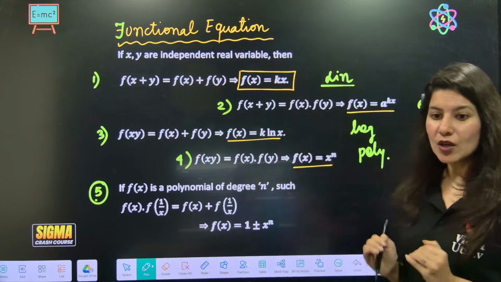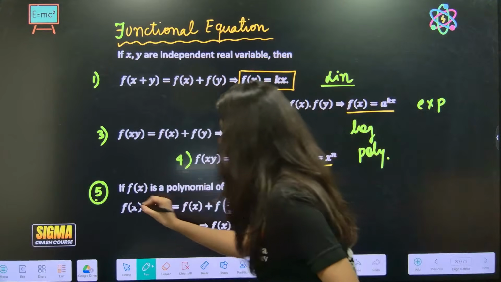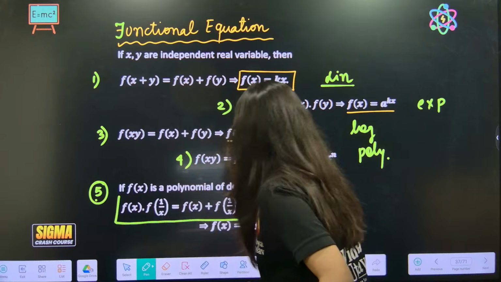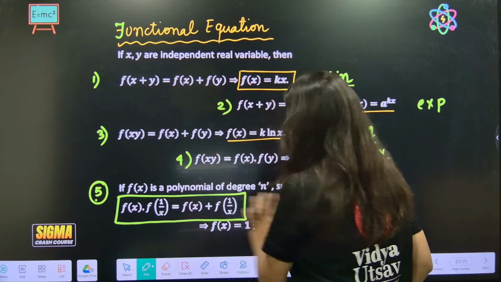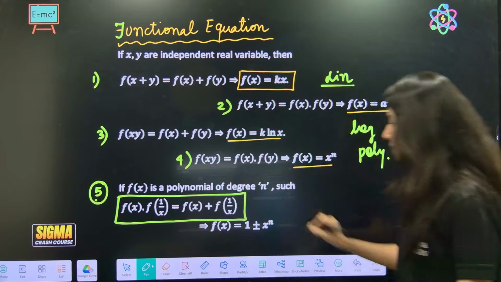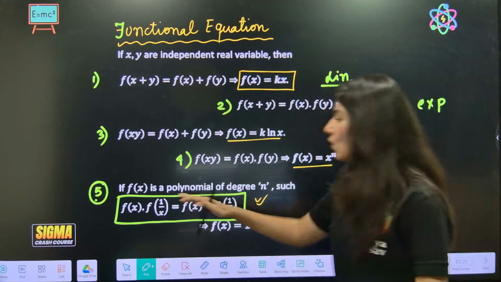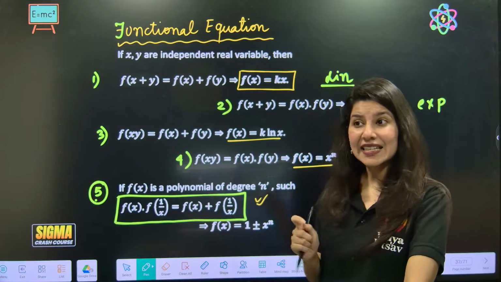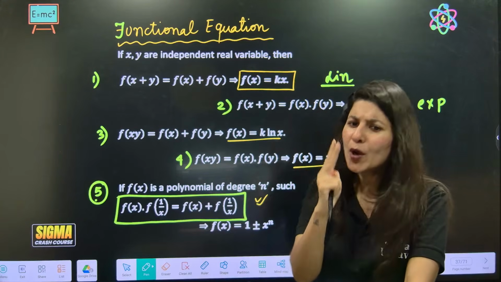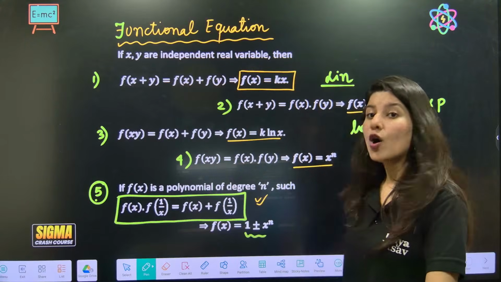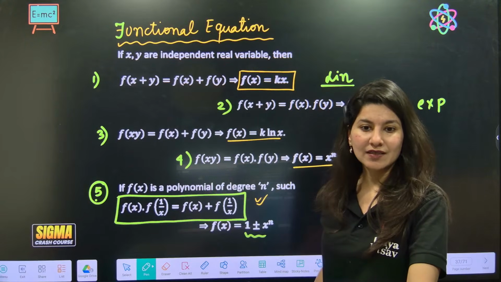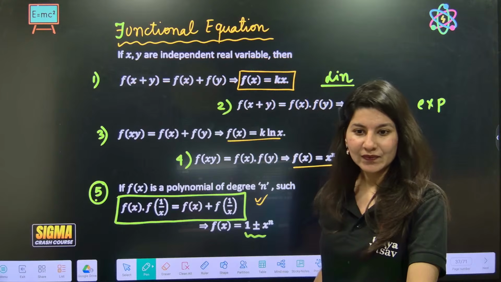And last but not the least, this is very special. f(x) = f(1/x)... if f(x) f(1/x) = f(x) + f(1/x) is given, then this equation is getting satisfied by only 2 polynomials on this planet: 1 plus or 1 minus x^n. Okay? Yes?